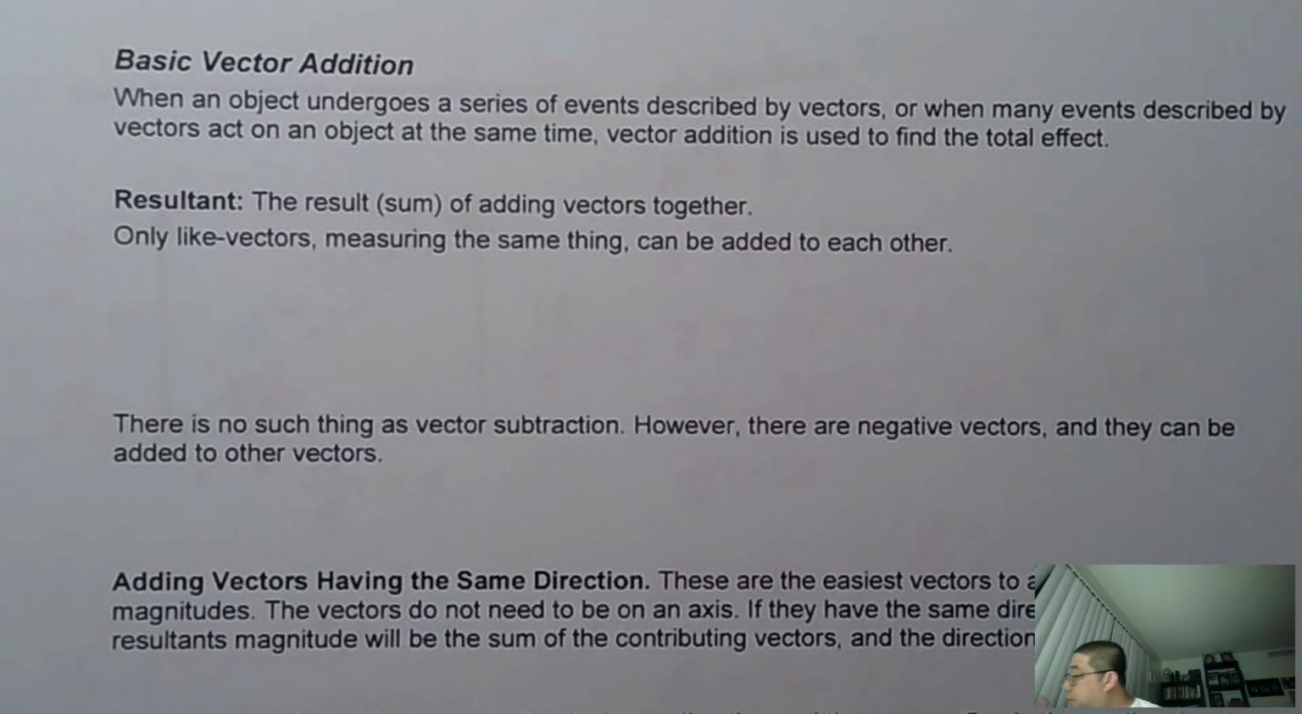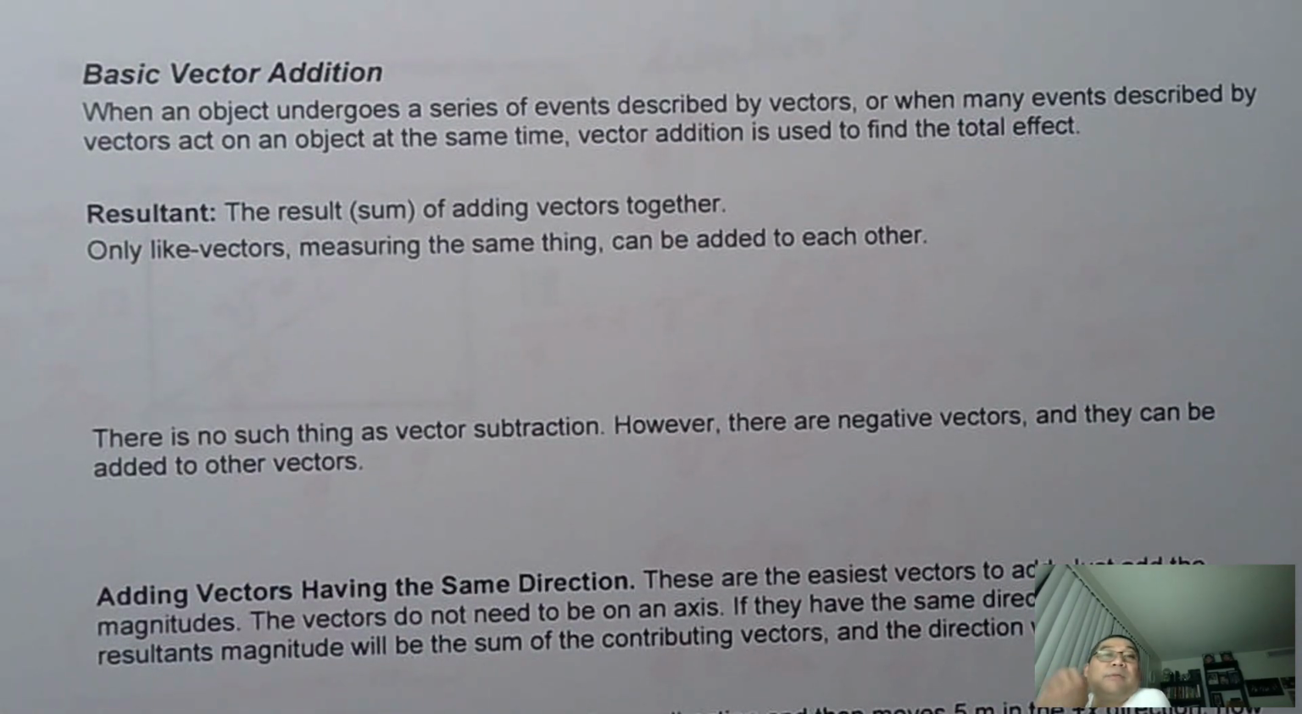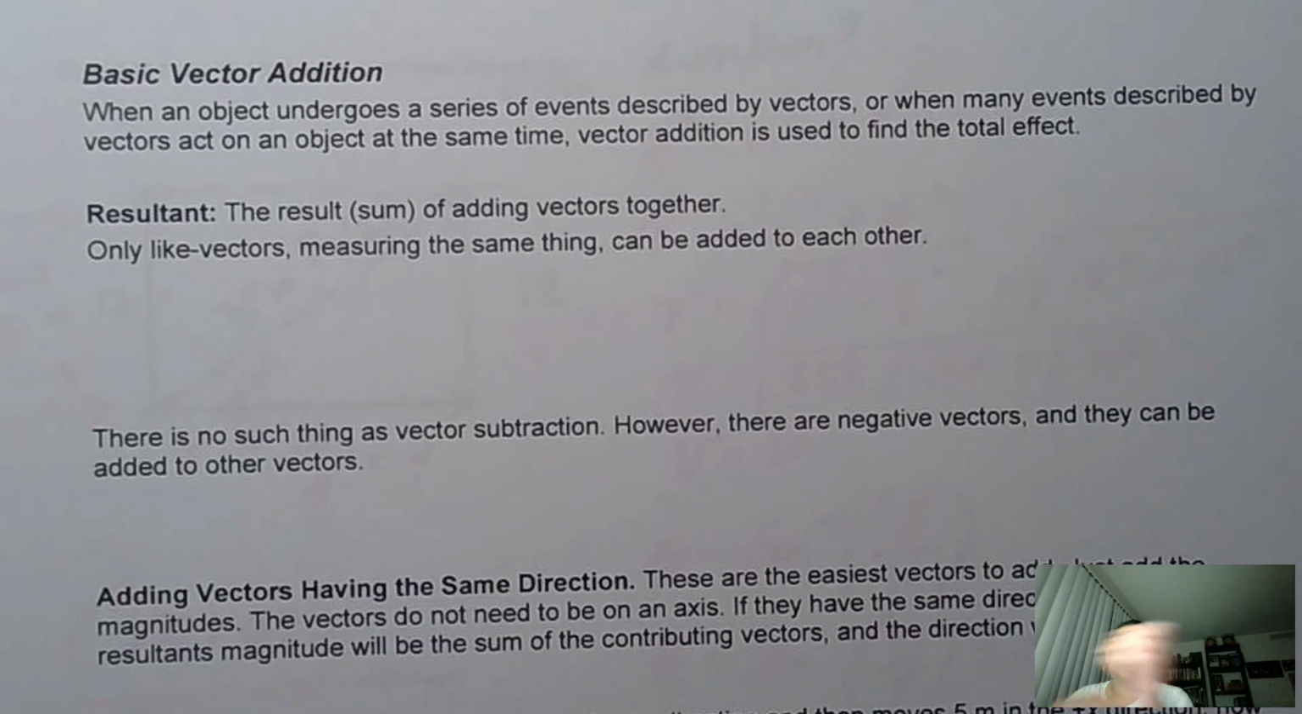So now let's continue with page 11. Page 11, so let's talk about the basic vector addition. Resultant is the answer for the sum of all vectors. Okay, so let's review. If you're adding two numbers, what is the answer? What is the answer for addition? It's the sum or total.